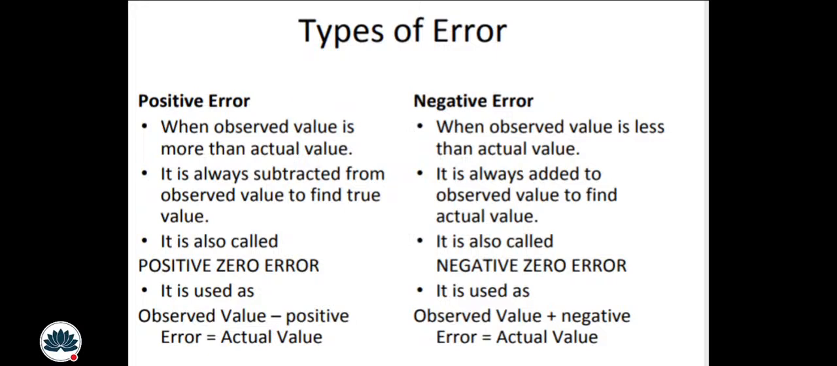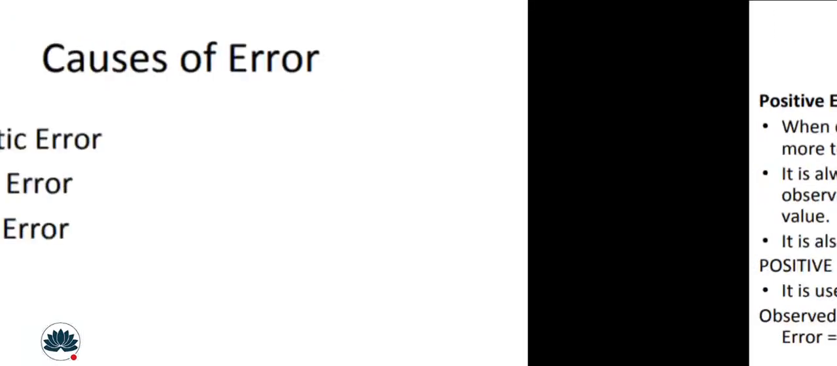What is the negative? It's all the opposite. It is called the negative zero error and is used as observed value plus. Now here it's adding. It means when observed value is less than actual value, we now require to add it. Observed value plus negative error is equal to actual value.